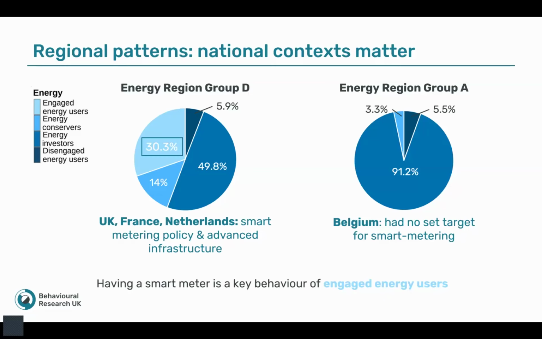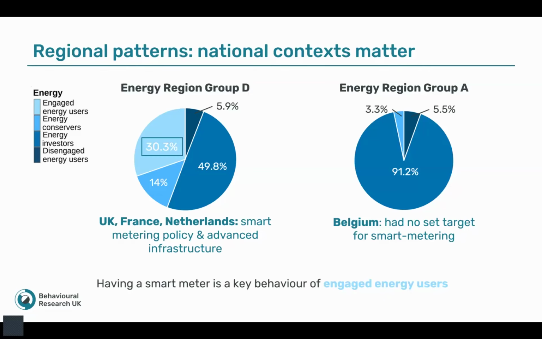in the published evidence. The examples shown here are that some EU countries like France, the Netherlands, and the UK have their majority regions in region group D. So they have quite strong smart meter mandates, like within the EU, they have the EU smart meter mandate.